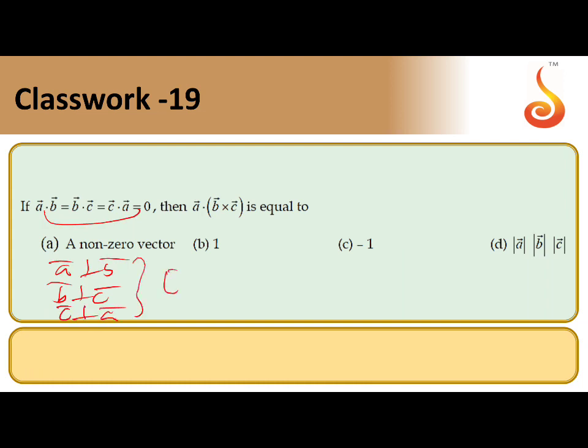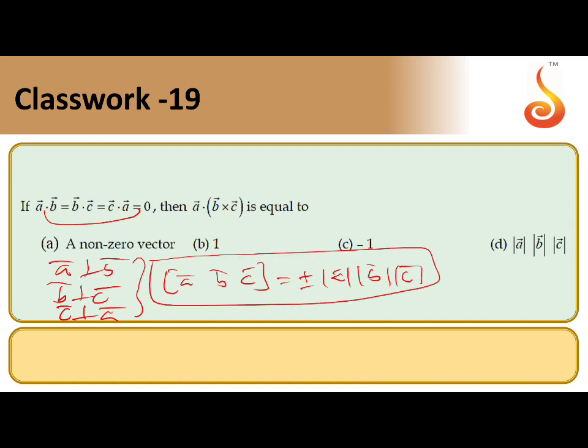We have one property: if A is perpendicular to B, B is perpendicular to C, and C is perpendicular to A, then box ABC is plus or minus modulus A, modulus B, modulus C. This is one property. Here, box ABC means A dot B cross C. So now what is the answer you can take here? They are not given plus or minus. You can take modulus A, modulus B, modulus C. D is the right answer. So I hope you remember this as a short formula.